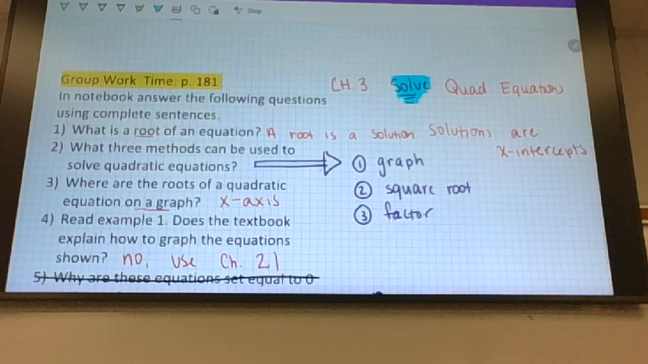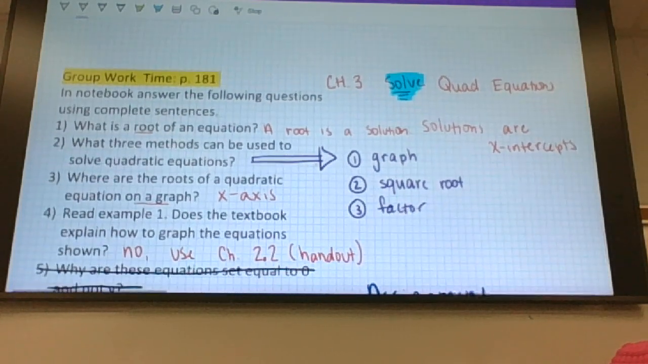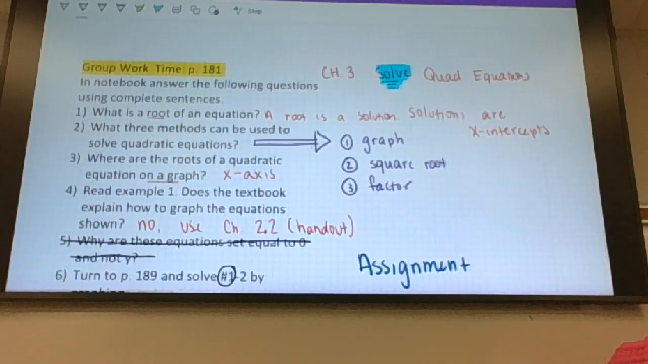No, I think it's 2.2. Or the handout that I gave you. Okay? So from this point forward, your book isn't going to explain how to make a graph. It's already been taught, so it's assumed that you know how to make a graph. Okay, so let's go ahead and review that. Go to page 189, and this is the first problem in your assignment.